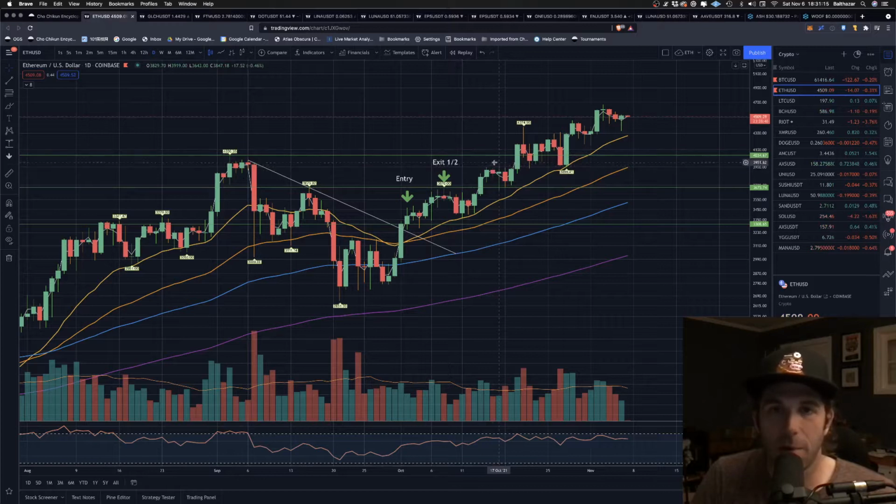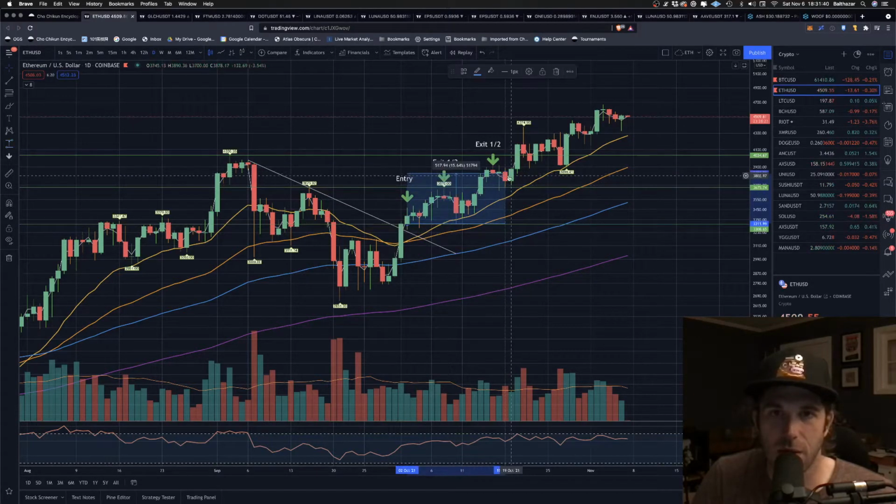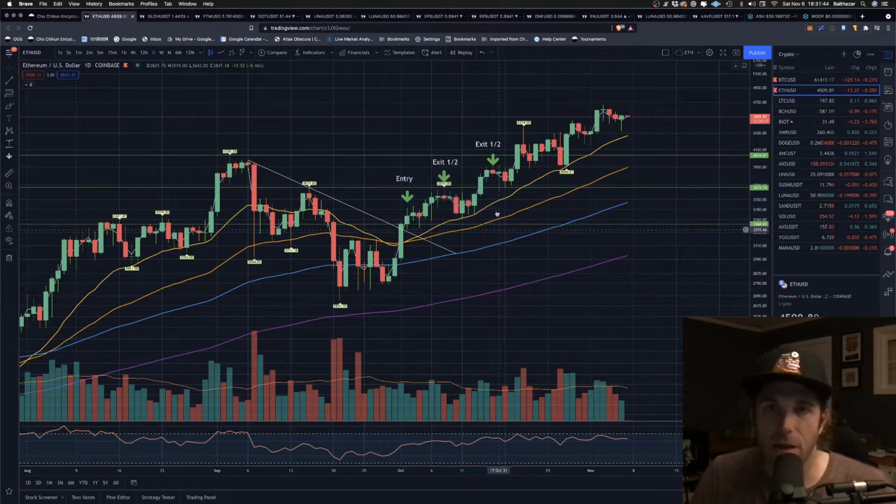So here I might be thinking, okay, we're hitting another resistance here with this 40.30 level. So I could exit the other half right here. And there you go. I've gotten a really nice trade. I've gotten the 10% here, and on the second leg of the trade, I got, let's just say, 15%. So not a bad trade.